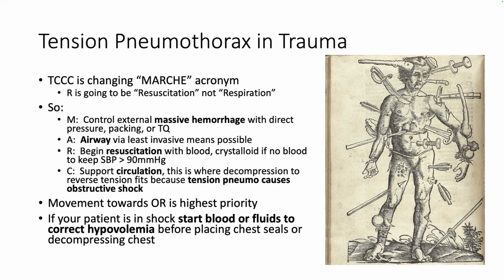So if we have external hemorrhage under control, we have a good airway, we're beginning our resuscitation, and the patient is in shock and we think they might have tension, this is where we start to think about reversing that tension pneumothorax, because that causes obstructive shock, where we'd be doing either needle decompression or finger thoracostomy if the patient is peri-arrest or in cardiac arrest. But our biggest priority always is movement towards the operating room. That is what's going to solve the patient's problem, what's going to get the patient back home again.